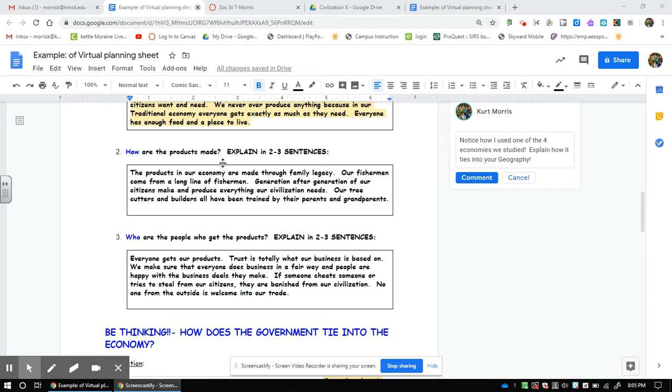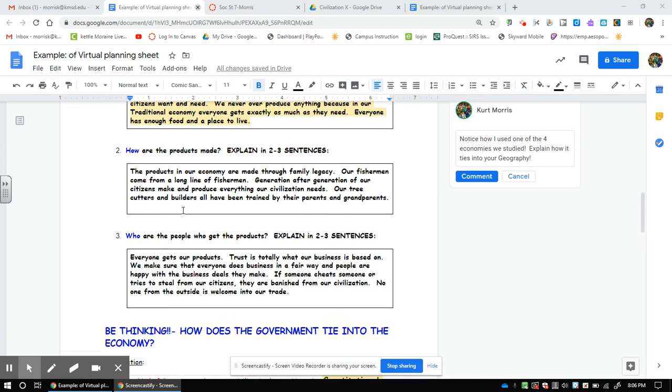So look at this. How are the products made? The products in our economy are made through family legacy, which is traditional. Our fishermen come from a long line of fishermen. Generation after generation of our citizens make and produce everything our civilization needs. Our tree cutters and builders have all been trained by their parents and grandparents. Again, just like a traditional economy. If you pick a command economy, make sure it's tied to your government, which of course would be a very dominant autocracy. If you do a mixed economy, maybe you want to be more of a democracy. A traditional economy can really be any type if you want it to be. But again, I picked traditional.